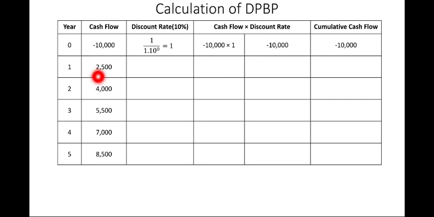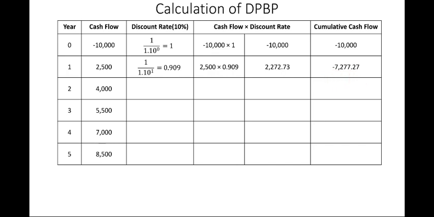Now in year 1, the cash inflow of 2,500 rupees is there, so we are required to discount this value. The discount factor would be 1 divided by 1.1 raised to the power 1, because this happens in year 1. Now multiplying 2,500 by 0.909, we get 2,272.73. Now add this 2,272.73 to the cumulative cash flow of year 0, that is minus 10,000. When you add this amount, you will get minus 7,727.27. How have we calculated? Minus 10,000 plus 2,272.73.